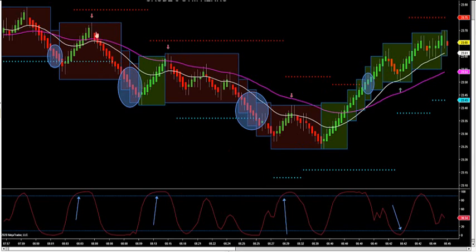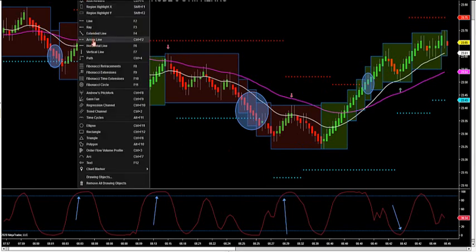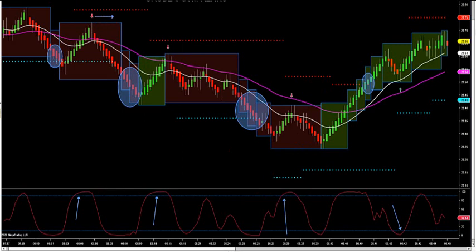So the bottom line is all these are limited risk because all your stops are two ticks above the swing high. All limited risk. Every one of them is limited risk. We want to limit a risk.